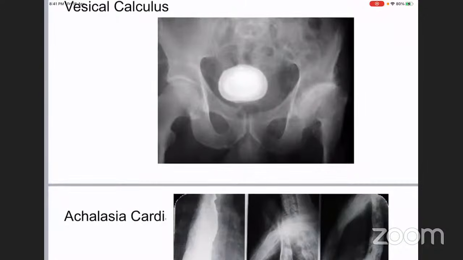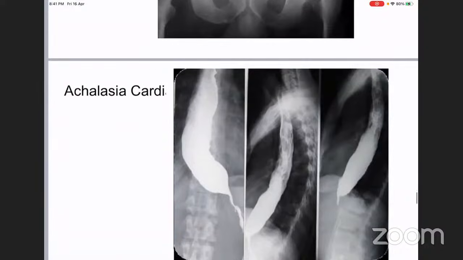Okay. Yes. So then there is another method known as cystolithotripsy. And then cystolitholapaxy. Read up on all these. There are different procedures.